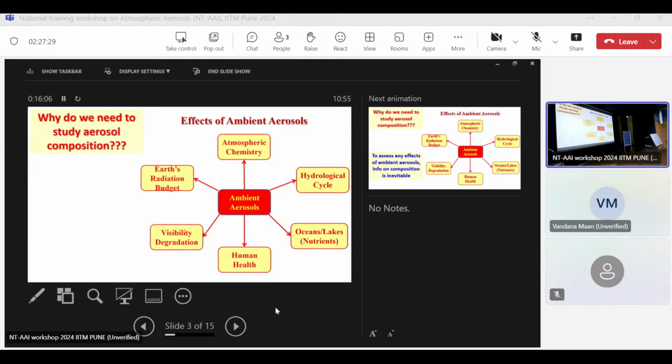Atmospheric chemistry, like fiber and soot composition. Okay. So that is one thing, and ozone loss is also there. So it takes part in chemistry that way. Any other way?